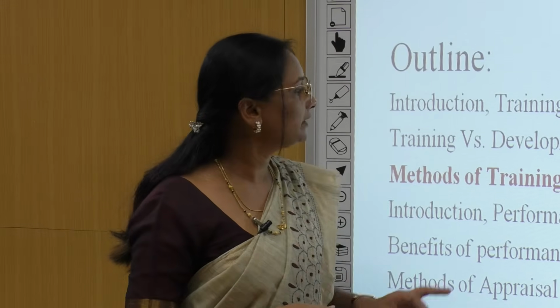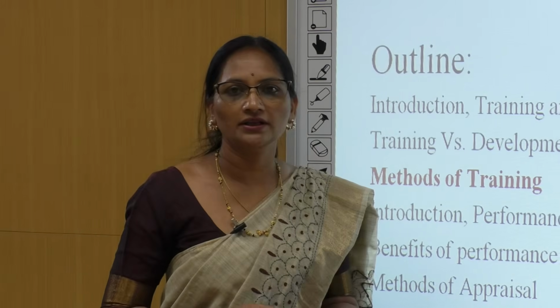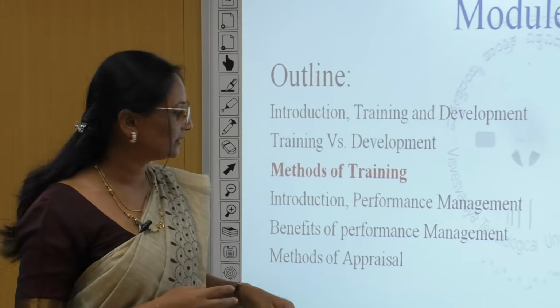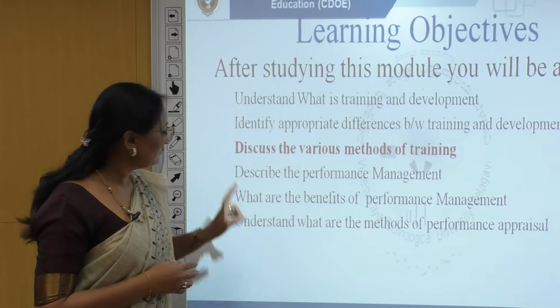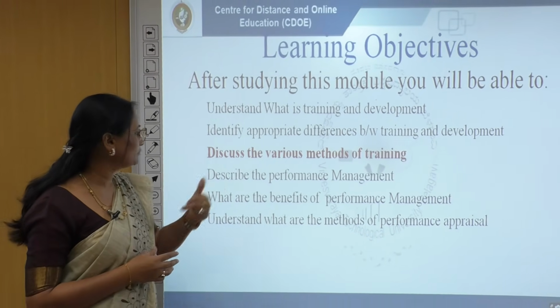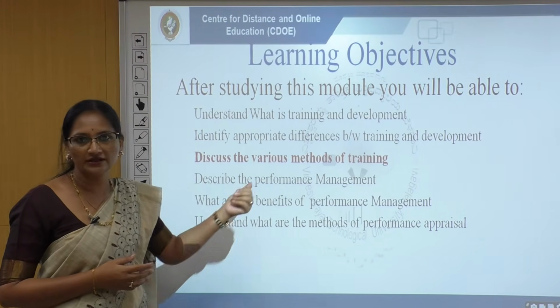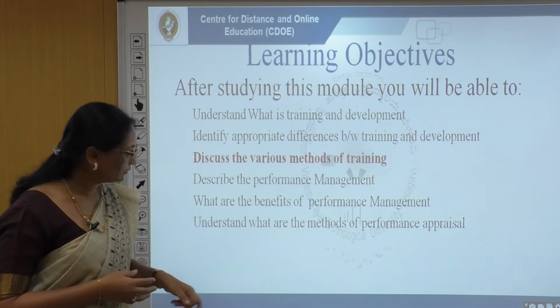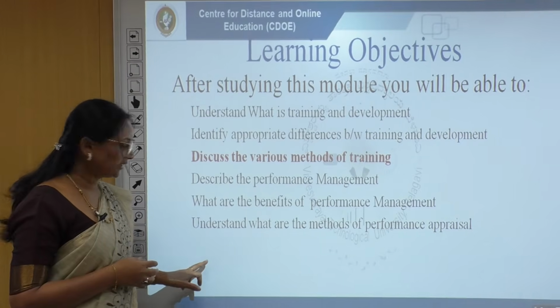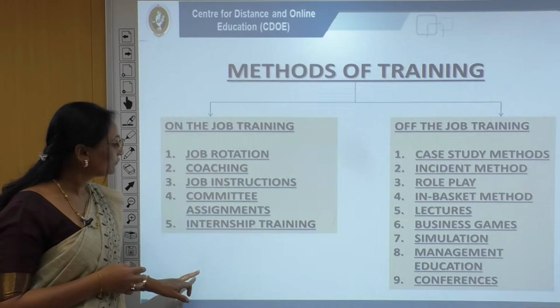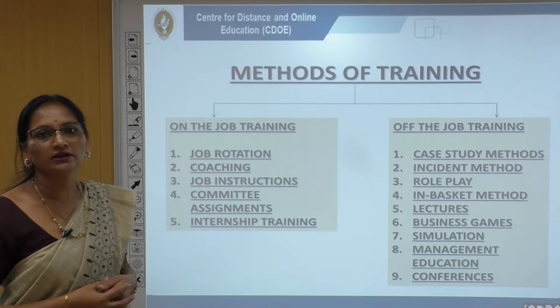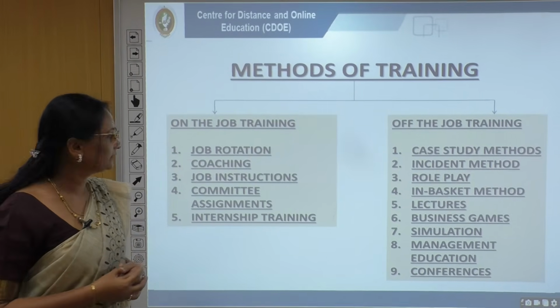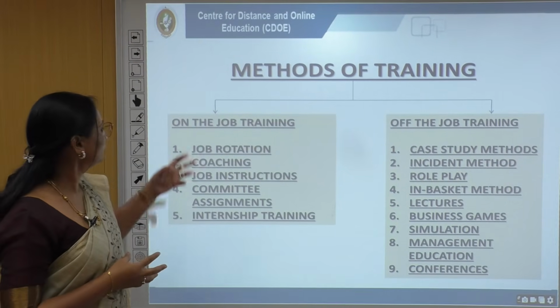Next, we need to understand the methods of training. What are the methods we can use to conduct the training? With this content, the learning objective is to discuss the various methods of training. It comes at Bloom's taxonomy level 4, because we are applying all these methods and conducting the training for the employees here.